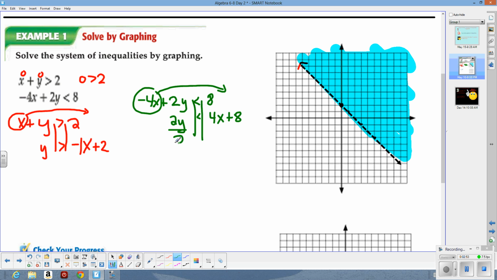Divide both sides by 2. y is less than 2x plus 4. So the y-intercept is 4. And the slope is 2, so you're going to rise 2 and run 1. We're going to have a dashed line again.